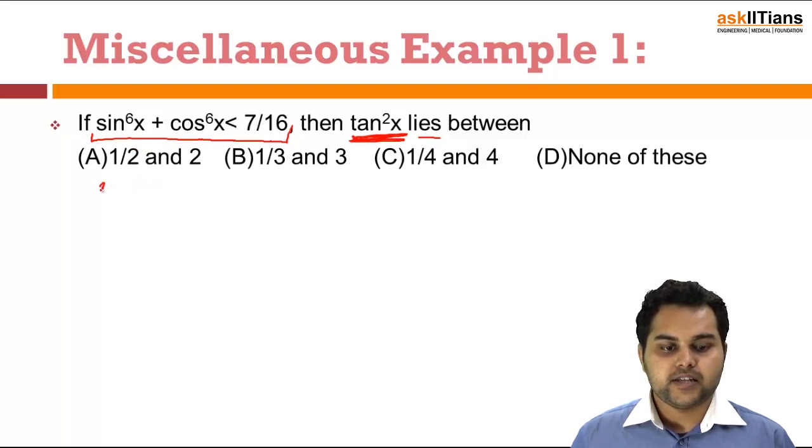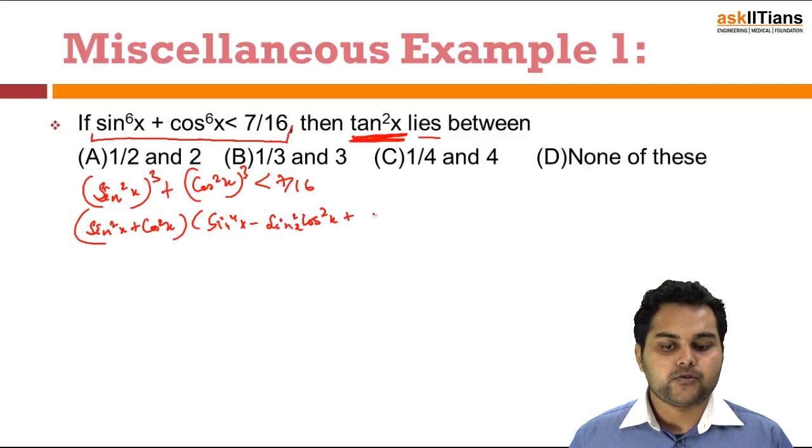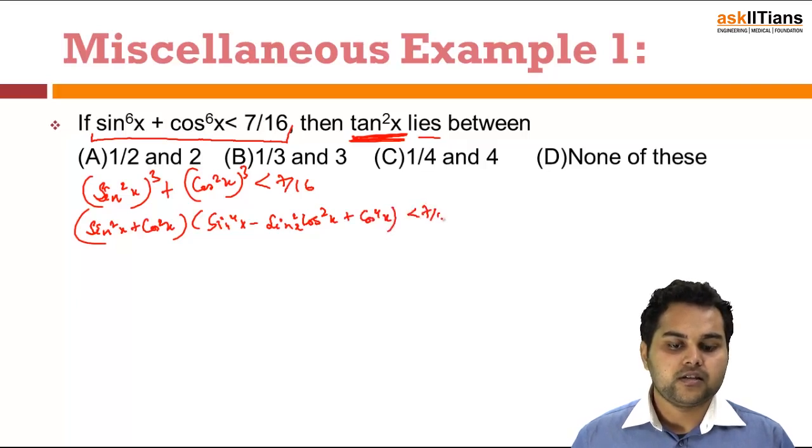I can write this as a cube plus b cube, that is (sin square x) whole cube plus (cos square x) whole cube less than 7 by 16. Now a cube plus b cube can be written as (a plus b)(a square minus ab plus b square), that is (sin square x plus cos square x) into (sin power 4x minus sin square x cos square x plus cos power 4x) is less than 7 by 16.